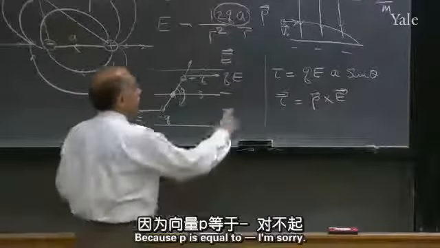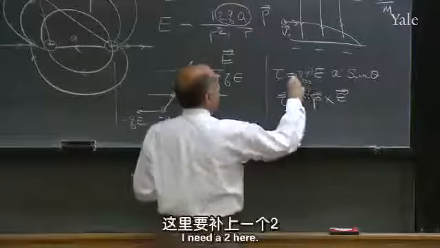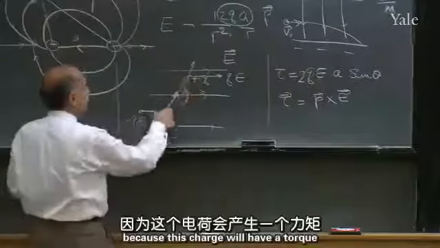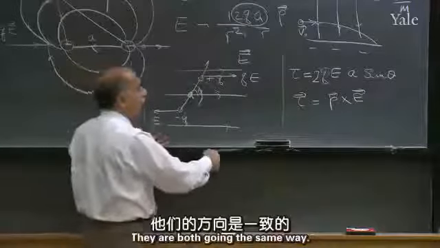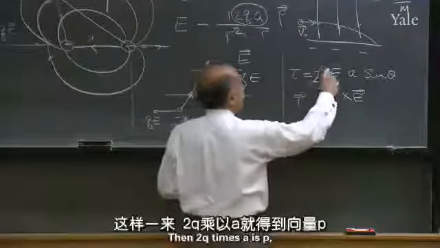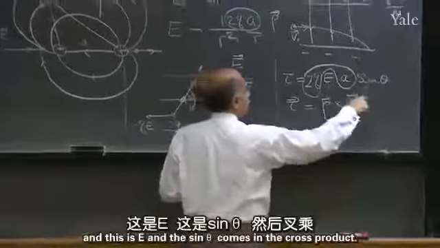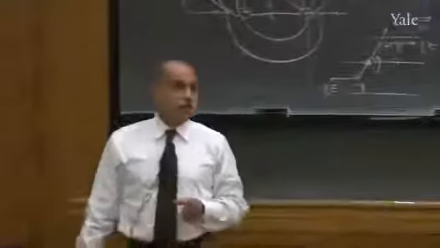Because P is equal to, I'm sorry, I need a 2 here. I forgot the 2 because this charge will have a torque and that charge will have a torque, and the two torques are additive. They're both going the same way. Then 2q times A is P, and this is E, and the sine theta comes from the cross product. I'm assuming all of you know about the cross product.